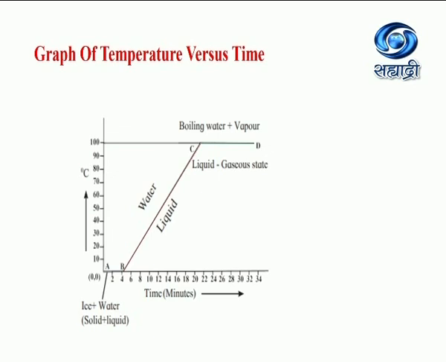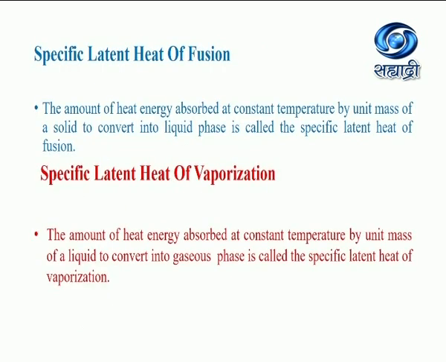Thus, you can observe that at AB and CD, heat is absorbed but temperature does not increase. This hidden heat is called latent heat. We can define specific latent heat of fusion. When we say specific, we have to mention mass of the solid. The amount of heat energy absorbed at constant temperature by unit mass of a solid to convert into liquid phase is called the specific latent heat of fusion.